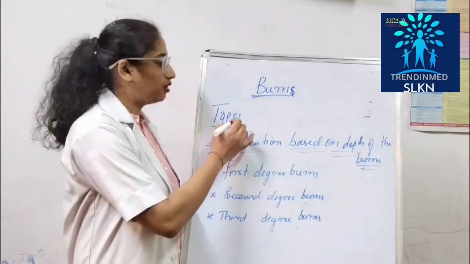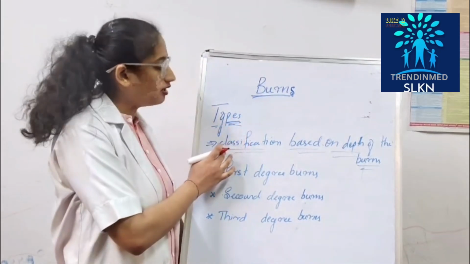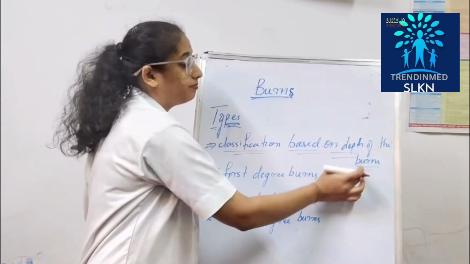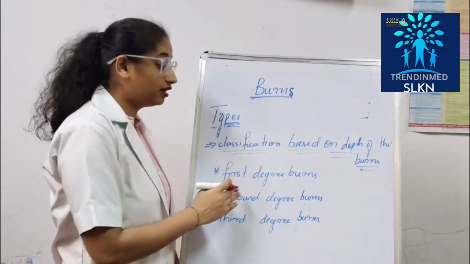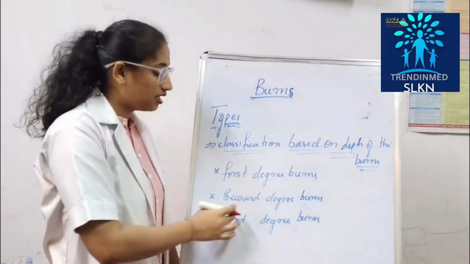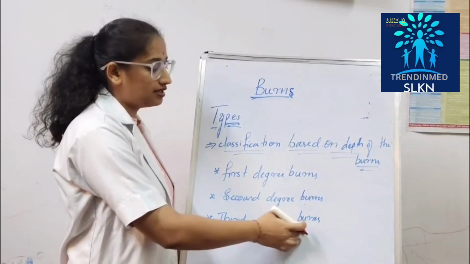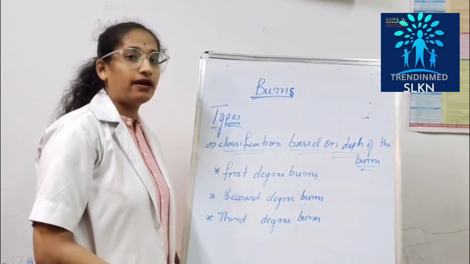Now we will discuss the types of burns. In classification based on the depth of the burns, there are three types: first degree burns, second degree burns and third degree burns. Now we will discuss them one by one.